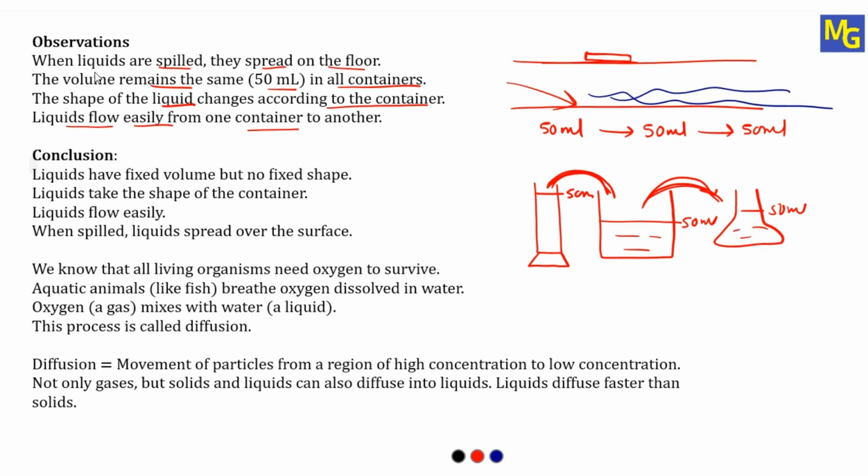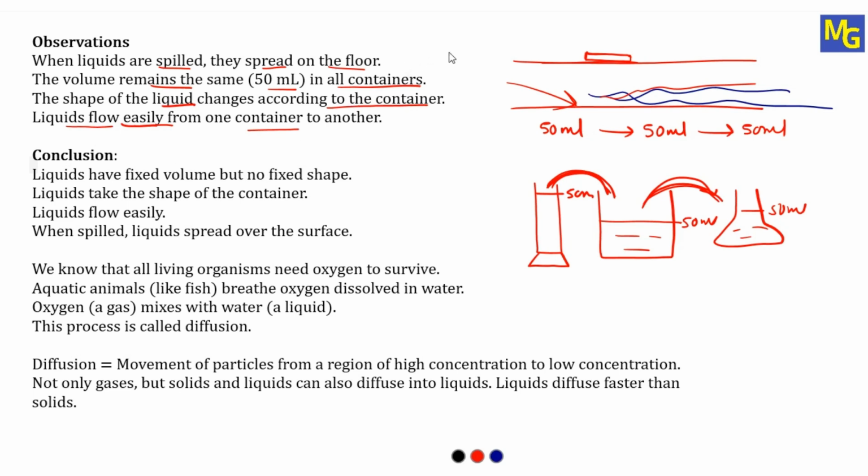I'll repeat it once again. When liquids are spilled, they spread on the floor. So whenever you throw liquid on the floor, it will get easily spread. Second observation, the volume remains the same. Just now I told you, 50 ml liquid will remain the same in all the containers. Third one, the shape of the liquid changes according to the container. As we transfer the liquid from one container to another container, it will take the shape of the container. And last one, whenever you transfer the liquid from one container to another, it will transfer very easily. It will flow very easily.